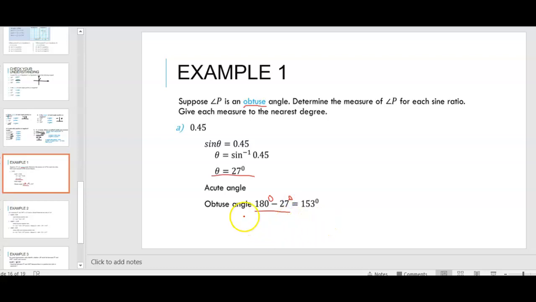Okay, so every time we have a ratio and we're asked to find the measure of the obtuse angle, we're going to find first the measure of the acute angle, and we're going to subtract that acute angle from 180 to find the measure of the obtuse angle.